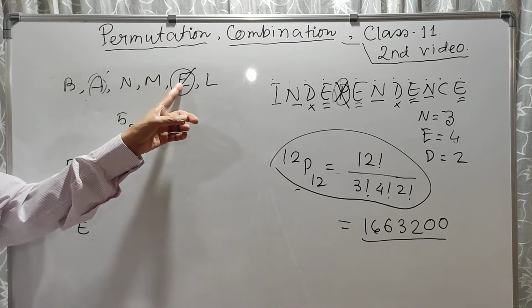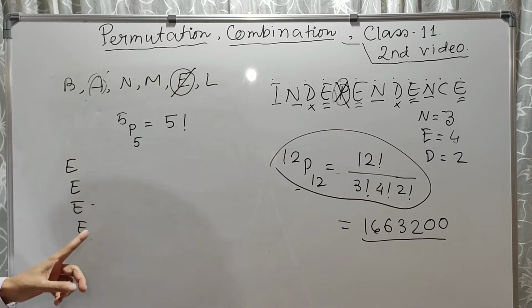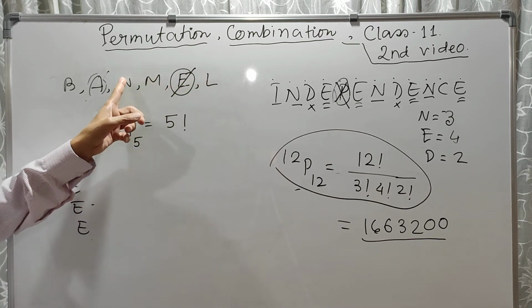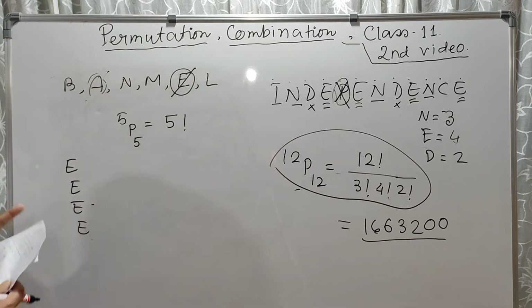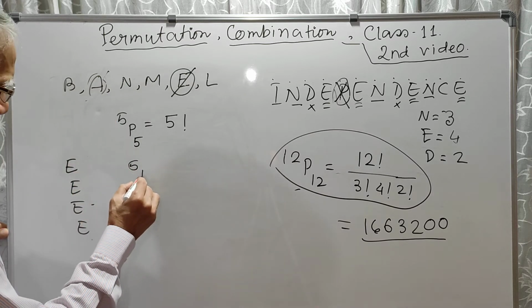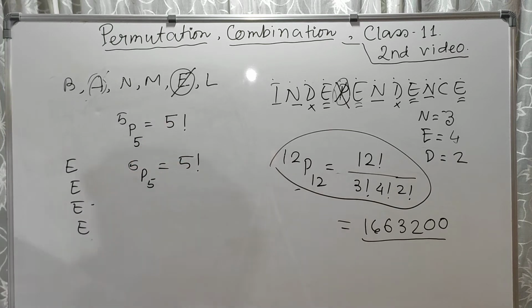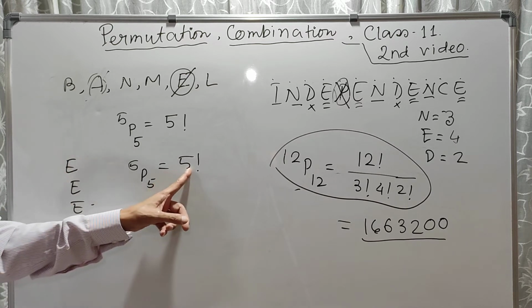So if you want to make permutations so that E remains in the beginning, then take E out, and with the remaining 5 letters, you make permutations again, 5P5. So what will you get? 5 factorial. You followed? So with E in the first place, the number of permutations will be 5 factorial.